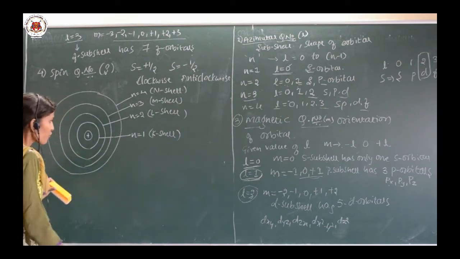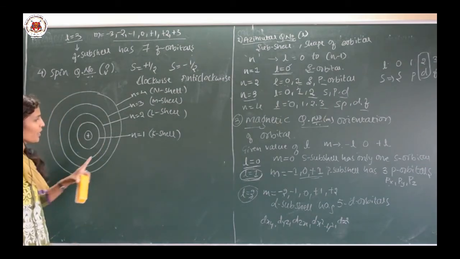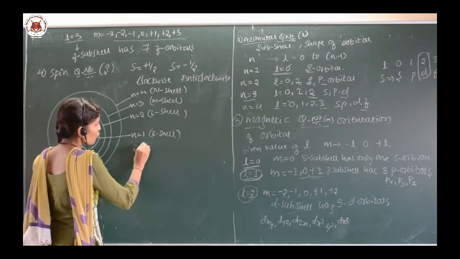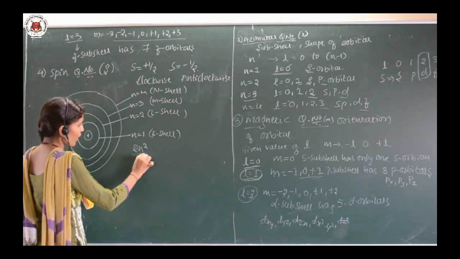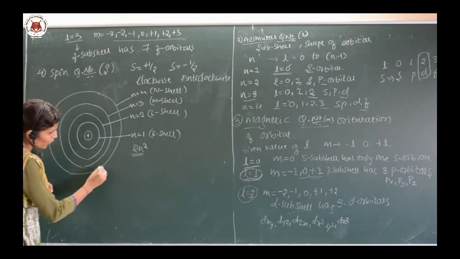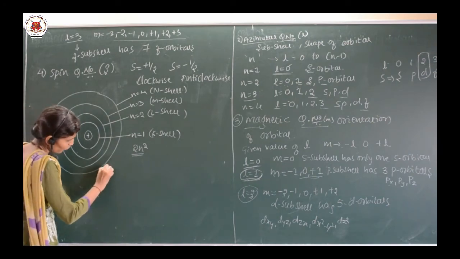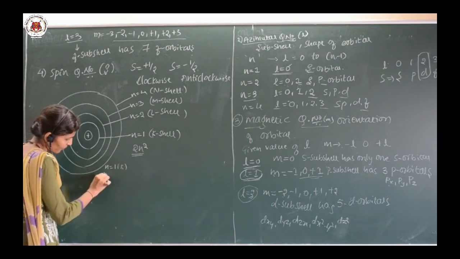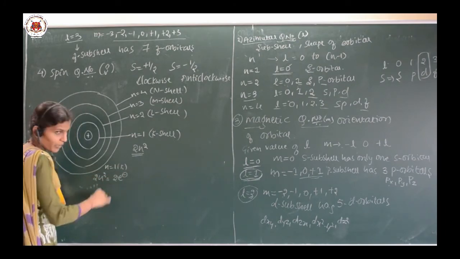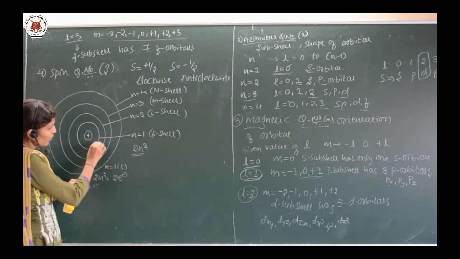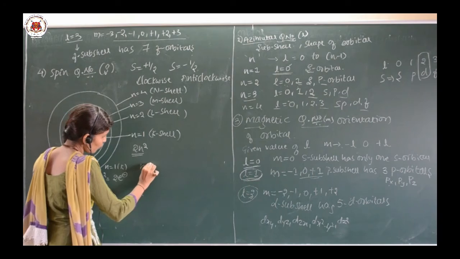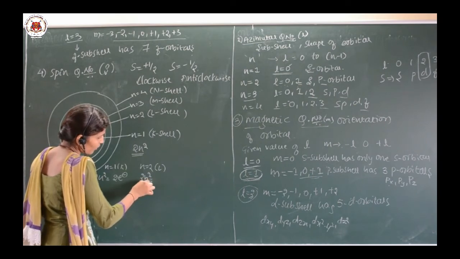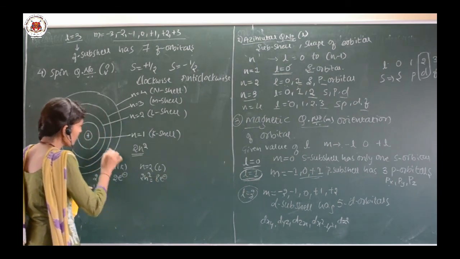Are you getting it? Now I need to calculate how many electrons are accumulated in the K shell. That can be calculated by one formula, 2n square. Here n is equal to 1, the first orbit, that is K, 2n square gives 2 electrons that can accumulate. When n is equal to 2, that is the L shell, substituting in 2n square gives 8 electrons.